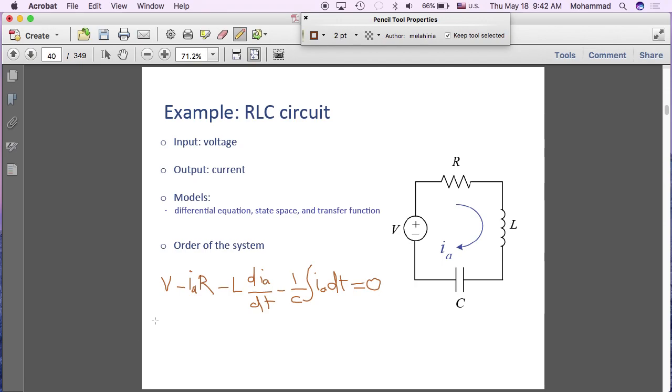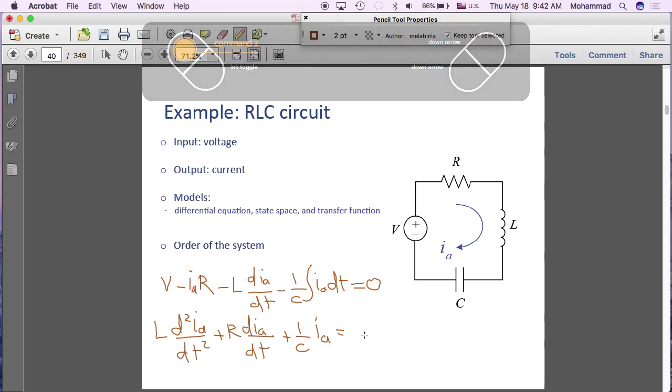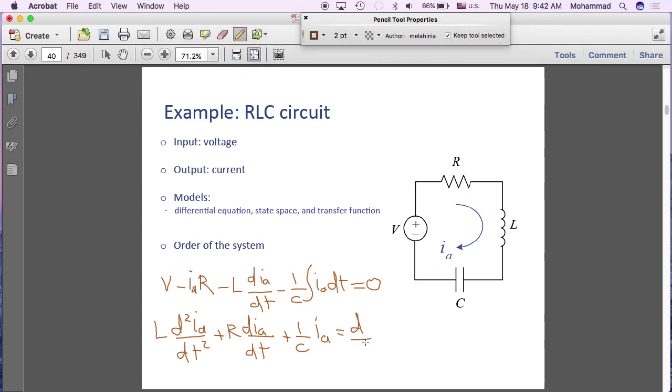So we have L, second derivative of I with respect to time, plus R, first derivative of I with respect to time, plus 1/c I A equals V, let's use the same type of notation, d/dt of V.